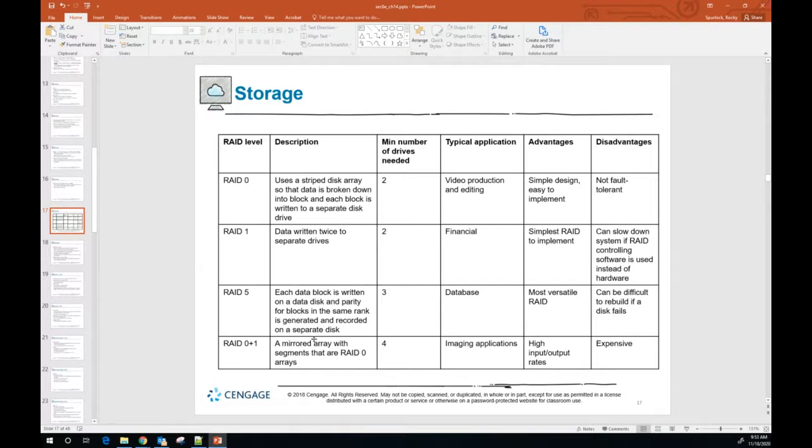Now we see the advantages of these, the typical applications, and the disadvantages. RAID 0: the advantage is simple design, easy to implement. The disadvantage is it's not fault tolerant. RAID 1 is the simplest RAID to implement, but it can slow down systems if RAID controlling software is used instead of hardware. RAID 5 is the most versatile RAID, but it can be difficult to rebuild if a disk does fail. RAID 0 plus 1 does have high input-output rates, but it is expensive.